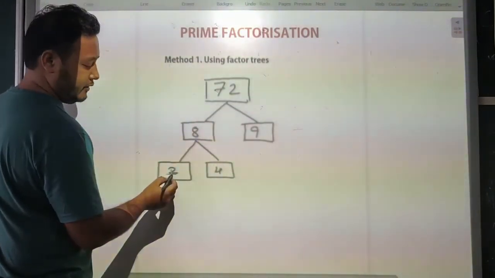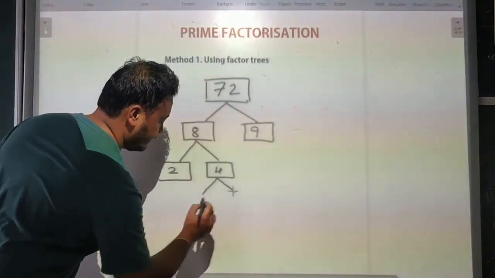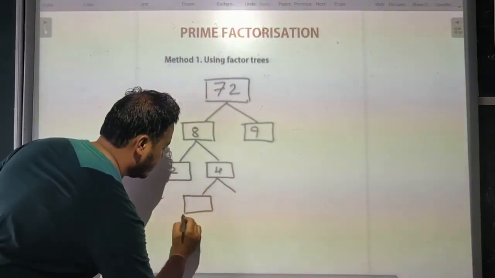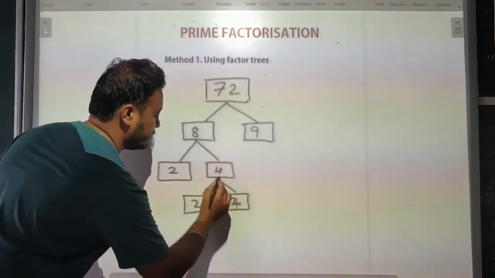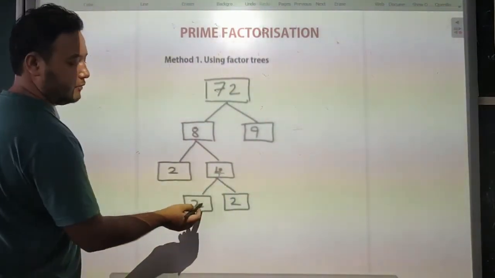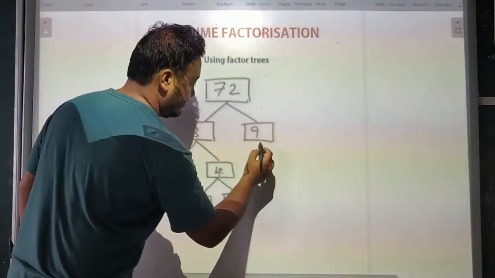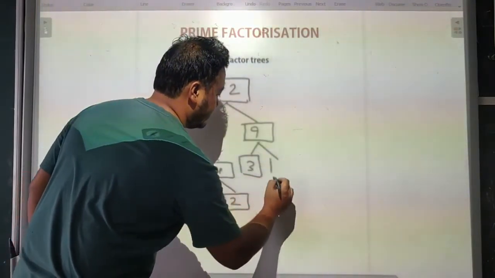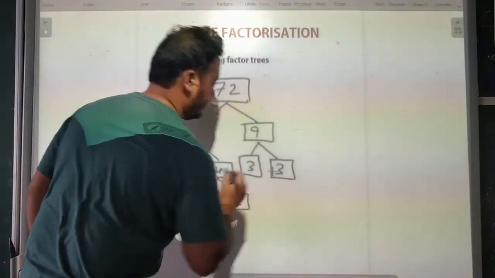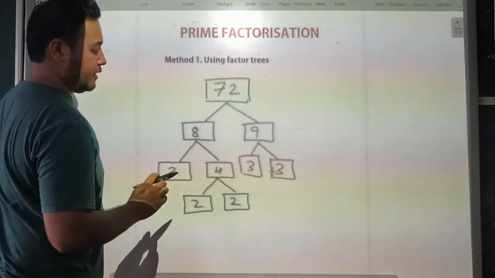2 multiplied by 4 gives 8. Is 2 a prime number? Yes, it is. So don't break that further. Break 4. 4 is not a prime number. So we'll break 4 as 2 into 2 is 4. Now 2 is a prime number, so we factorize this part. Okay. Now we come here. 9 can be written as 3 multiplied by 3. Okay. So 3 is a prime number. So we factorize that part also.